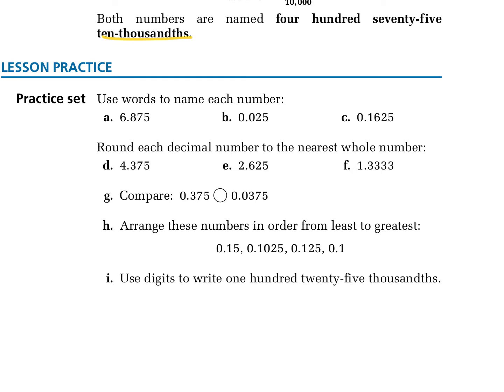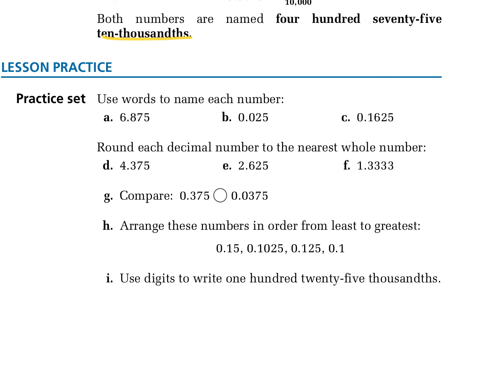Go ahead and pause, you can practice, and we'll come back and get the answers. All right, we're on the first set. Use words to name each number. So you should have said 6 and 875 thousandths. B would be 25 thousandths. And then C would be 1,625 and 10 thousandths.